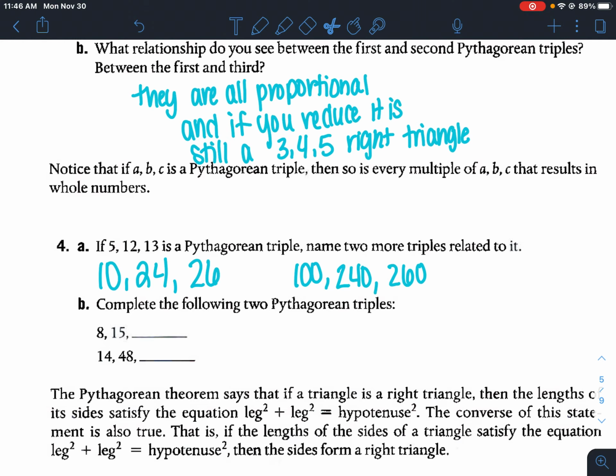Again, complete the following Pythagorean triples. 8 squared plus 15 squared equals what squared? It's 17. 14 squared plus 48 squared equals what squared? 50. Are you supposed to memorize these? No, absolutely not. The only one that I know off the top of my head is 3, 4, 5. If I wanted to know another one, I would just Google it. So if you wanted to Google those, you totally can. There's really no way for me to know and catch you if you do that.